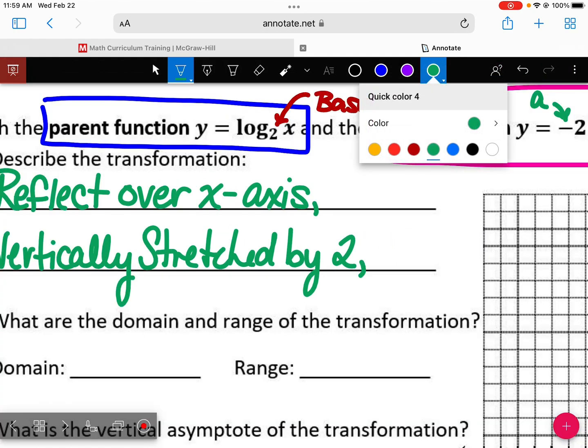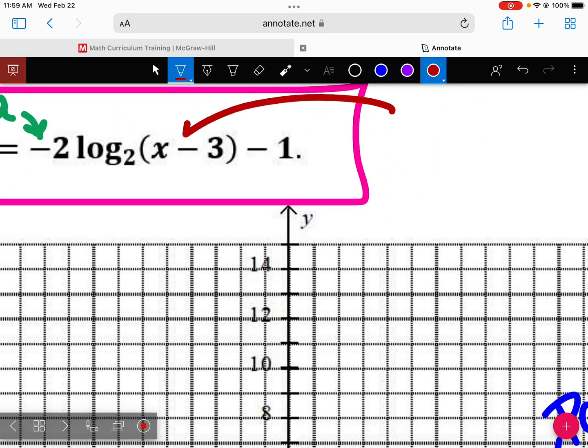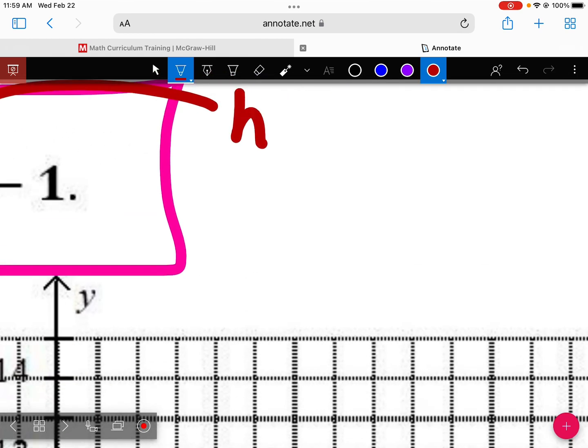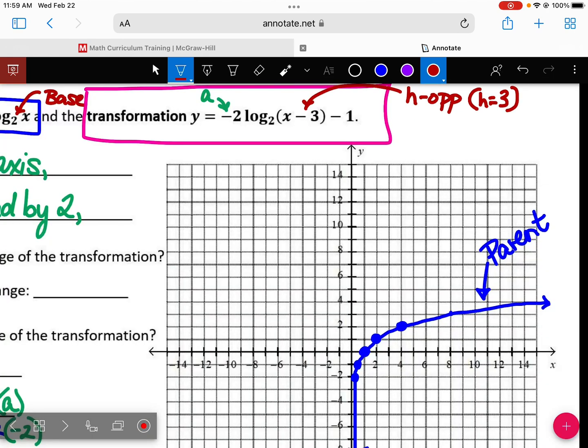What's my h value? 3. So the opposite. So h is 3. What will that do to my graph? It's going to go right 3.